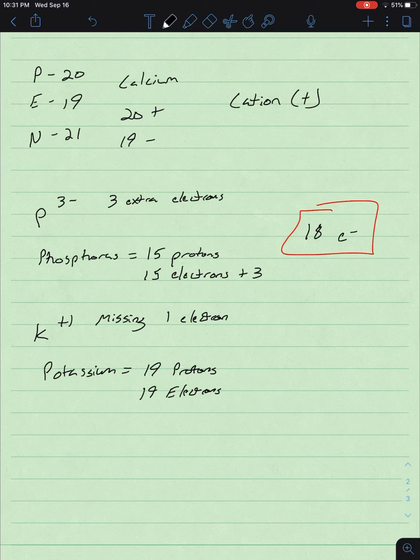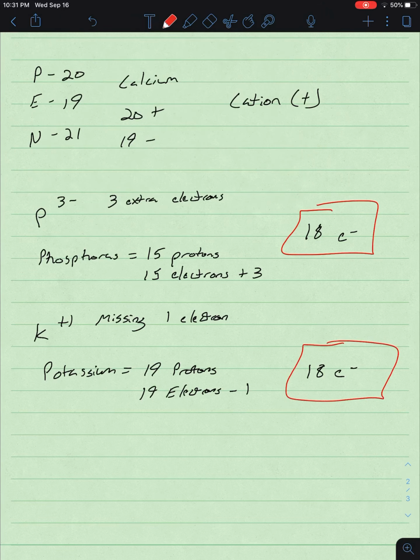Okay, so if I'm more positive, that means I've got more protons than I'd have electrons. So I'm missing 1 electron. So what I'm going to do is minus 1 electron. So this particular atom would have 18 electrons. Okay, let me circle that.